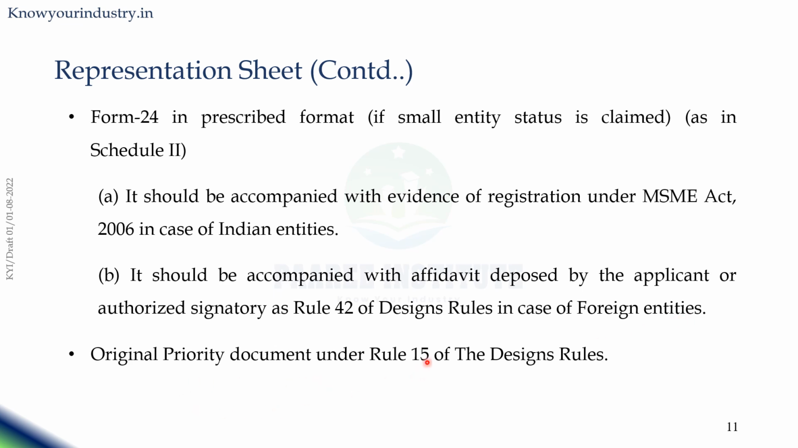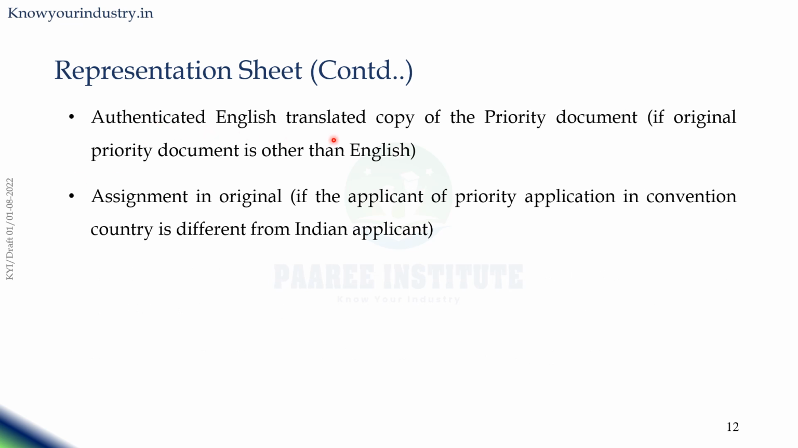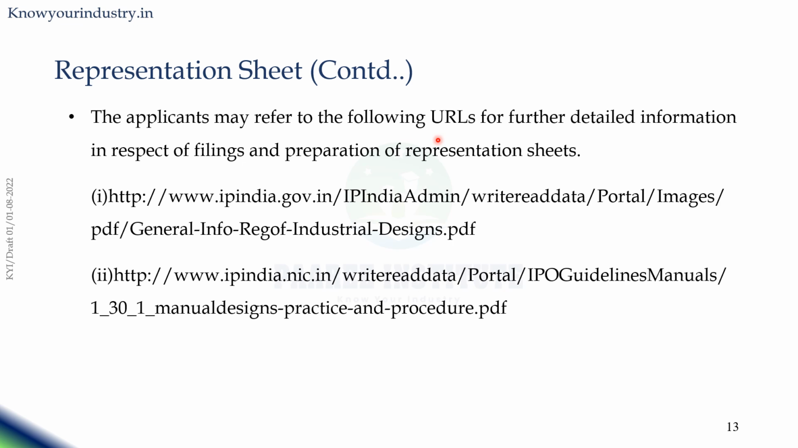Original priority document under Rule 15 of the Design Rules. Authenticated English translated copy of the priority document. If original priority document is other than English, we need to submit it with the representation sheet. Assignment in original. If the applicant of priority application in convention country is different from the Indian applicant, then the assignment in original needs to be filed with representation sheet. The applicants may refer to the following web links for further detailed information in respect of filings and preparation of representation sheets.